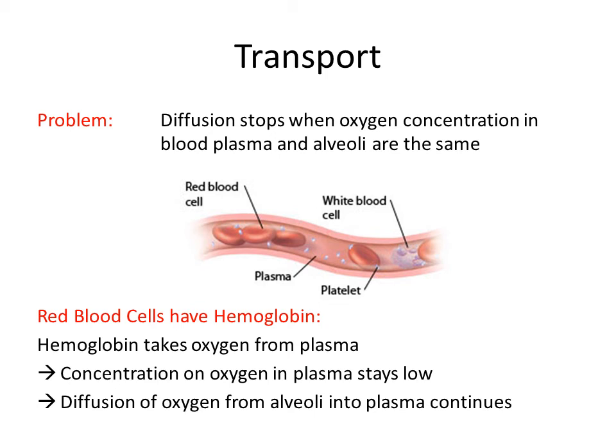So you can see that the oxygen diffuses from the alveoli into the plasma, then hemoglobin takes the oxygen from the plasma, and more oxygen diffuses into the plasma from the lungs. In this way, hemoglobin in red blood cells keeps gas exchange and transport going. The red blood cells will then transport the oxygen all over the body.